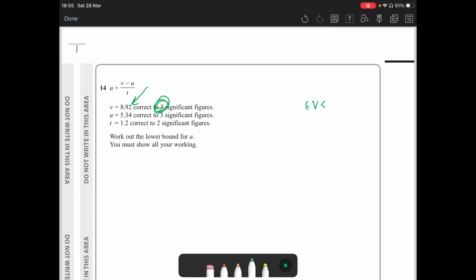3SF means we're rounding to the nearest. This has been rounded to the nearest 100th, or you can say to the nearest 0.01. The trick is, you always halve what it's been rounded to, which will give you 0.05. You basically add and subtract that on to 8.92. So the upper bound would be 8.925. And the lower bound, we would subtract that from 8.92, so it'd be 8.915.